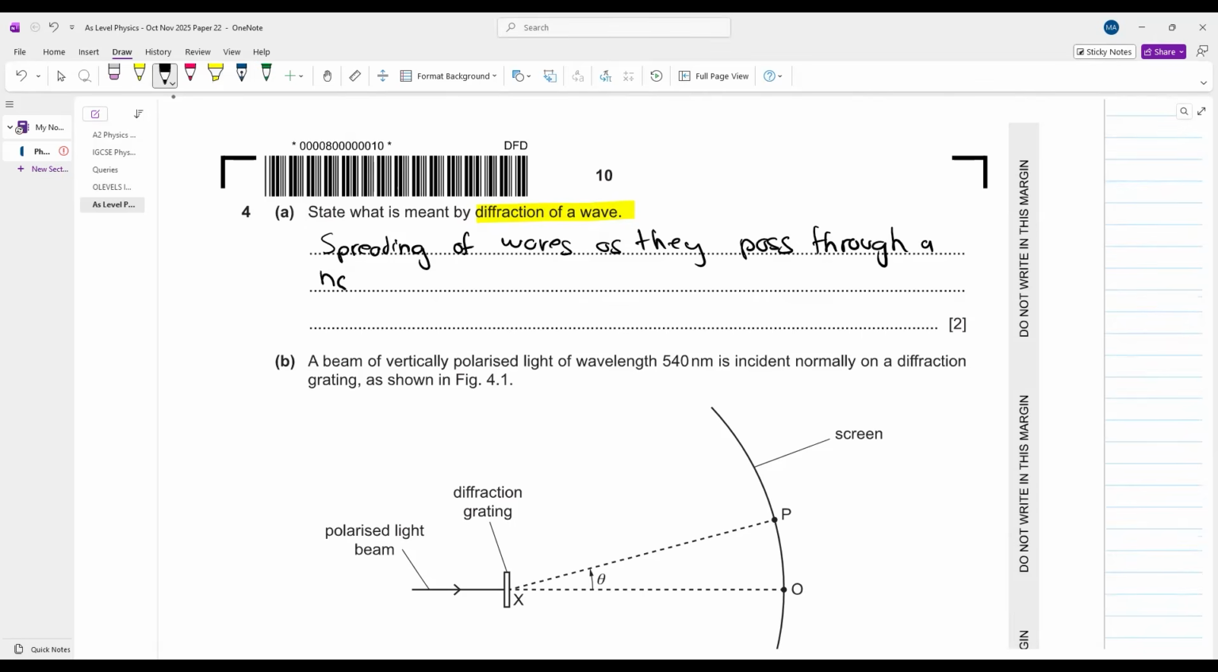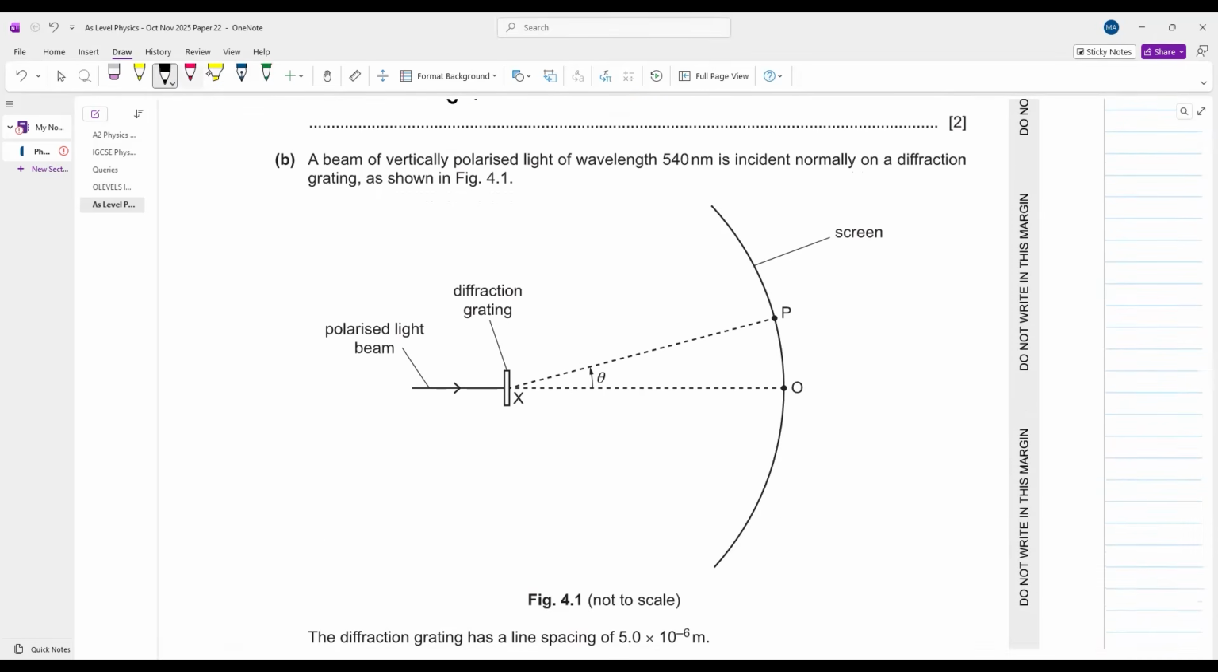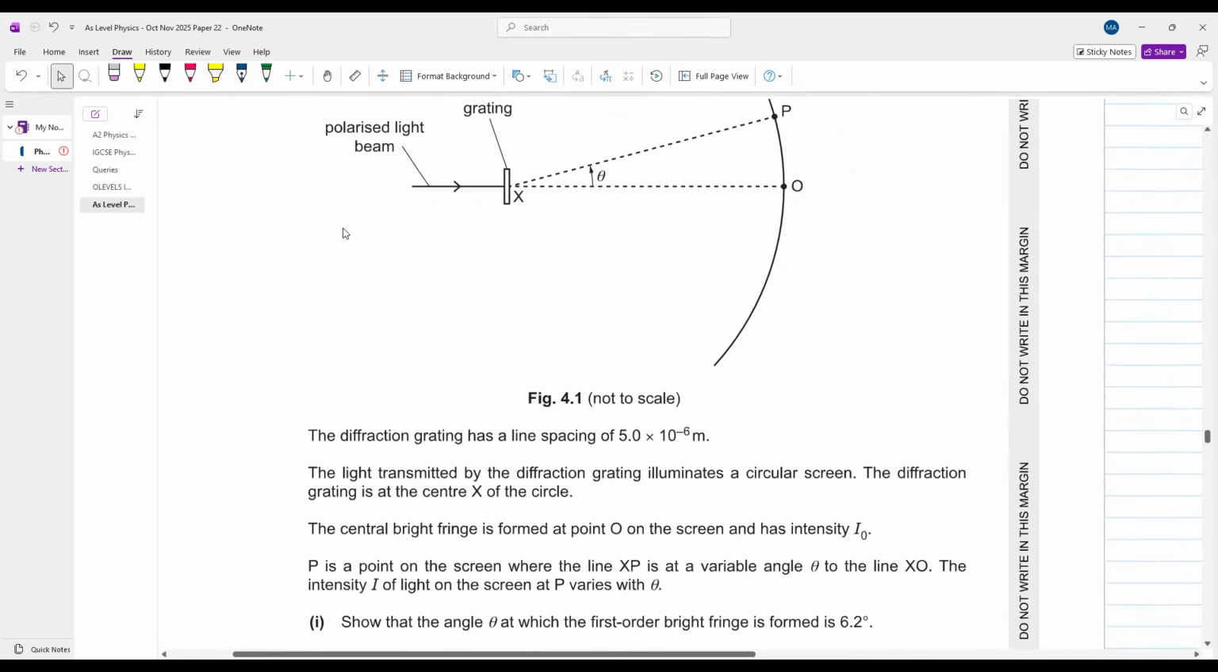Simple. Let's further move ahead. आगे बढ़ते हैं बेटा. क्या लिखा हुआ है? A beam of vertically polarized light of wavelength 540 nanometer is incident normally on a diffraction grating as shown in figure 4.1. अच्छा जी, wavelength आपकी 540 है. ओके. The diffraction grating has line spacing of this.